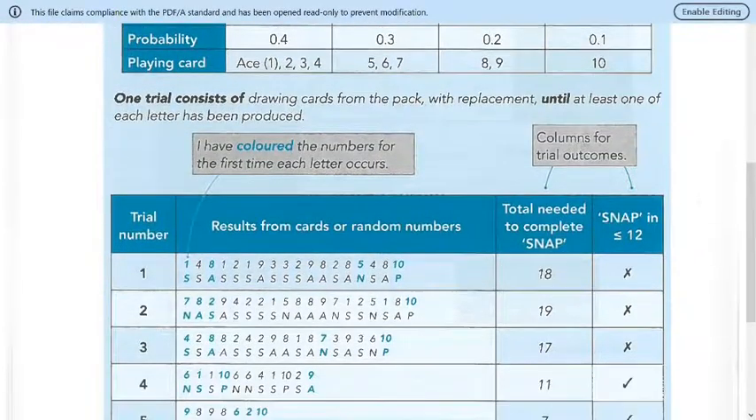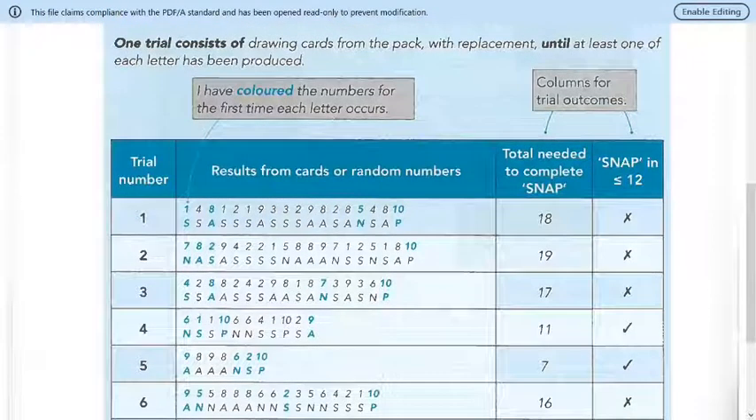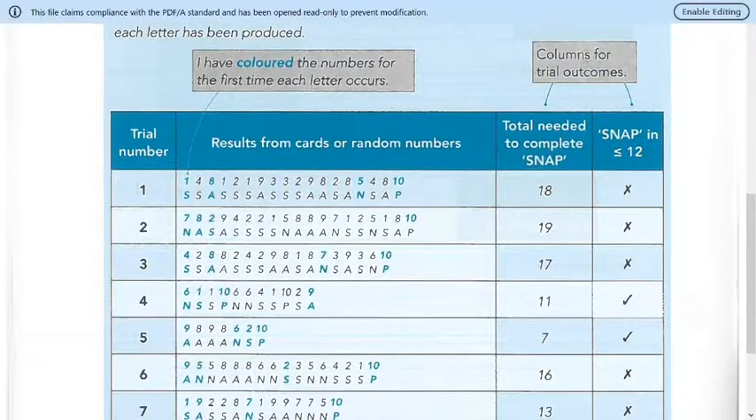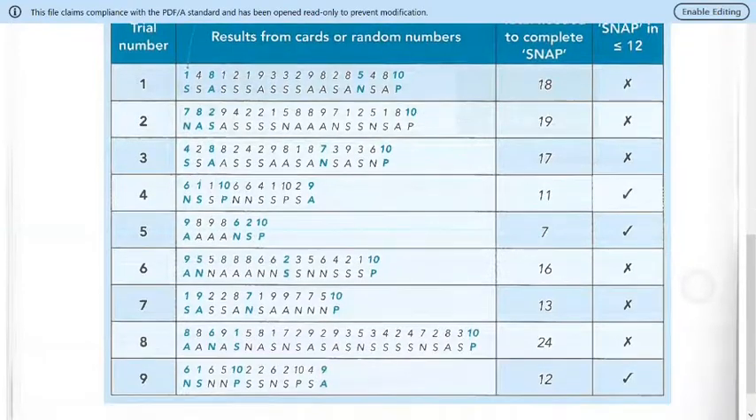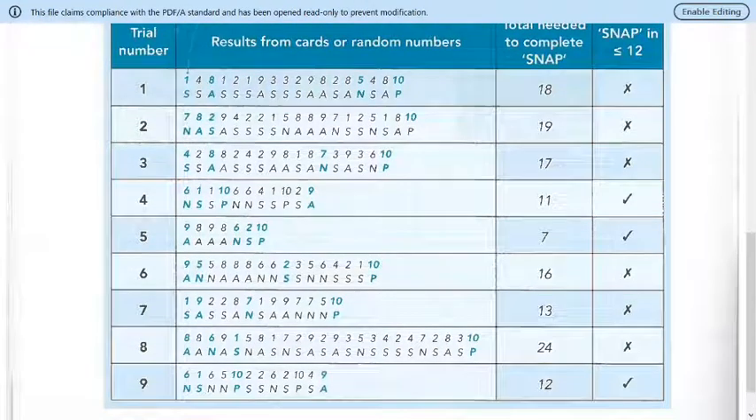We've done that. One trial consists of drawing cards in the pack with replacement until at least one letter has been produced. Remember, that's the sentence we produced yesterday, or last time we were here, about that. So then we did it for one trial yesterday, but now you'll see that they've done it for 9 trials, and actually they go into the next page. So remember, this one didn't have a limit to how many numbers. It wasn't 6 years or 10 questions or whatever. This one didn't have a limit. We had to just keep going until we got a P, which was the number 10 in that particular scenario, right?